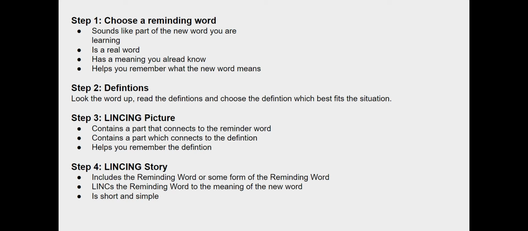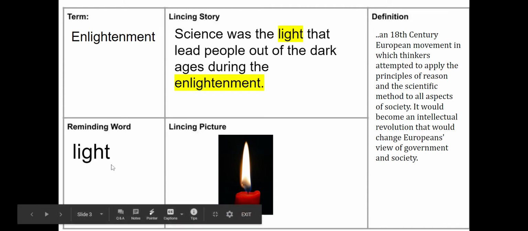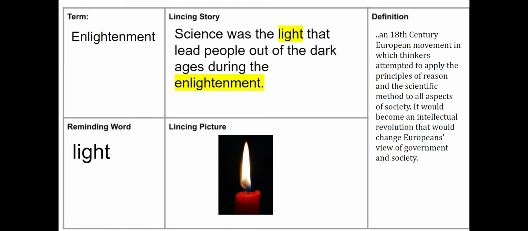So let's take a look at what this looks like. In this example, my new concept or term was the word enlightenment, right? Now I chose the reminding word light because it sounds like the new term. I know what light means. Light is something bright. Light is the opposite of dark. Light is something that you can follow in the dark. So that gives my brain a frame of reference for enlightenment.